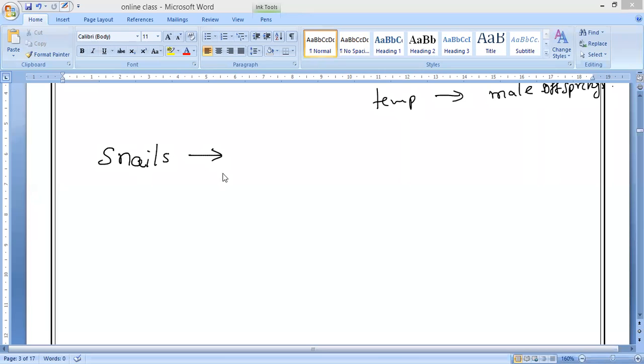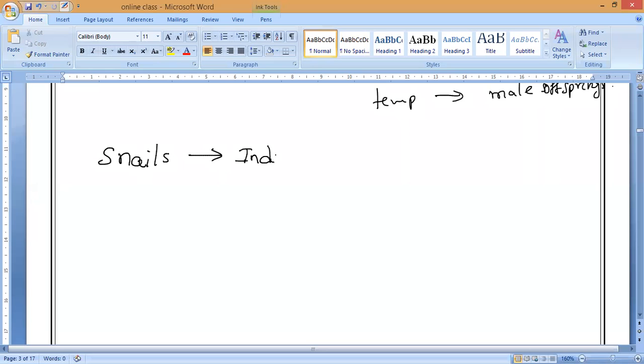Do you know in snails, individuals can change the sex? Do you understand? When they want to be a female, they can be a female, and when they want to be a male, they can convert into a male. That is how individuals can change sex. That is the great opportunity in snails.